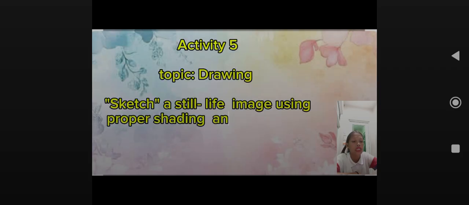So, last is activity 5, drawing. Sketch a still life image using proper shading and proportion. So, the activity verb is sketch. So, while seemingly artistic, this task is psychomotor as it demands precise control of fine motor skills, hand pressure, and hand-eye coordination to produce a tangible physical result.